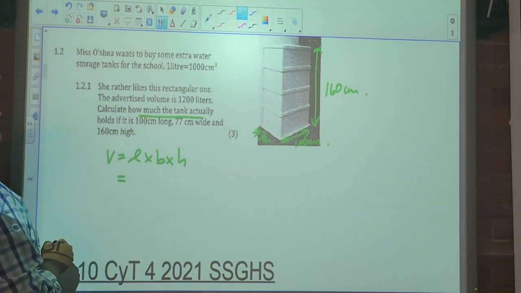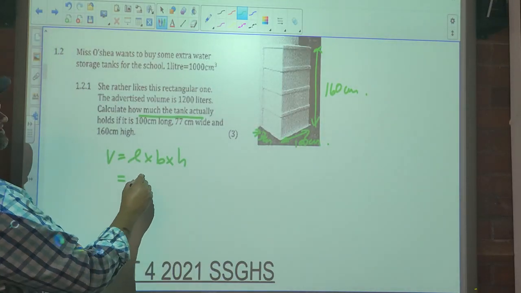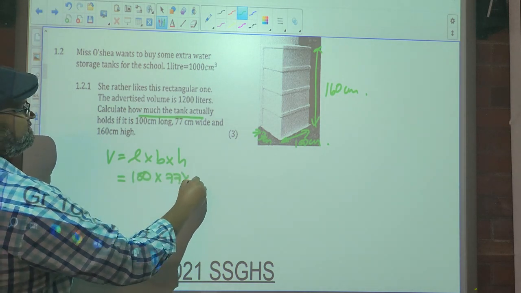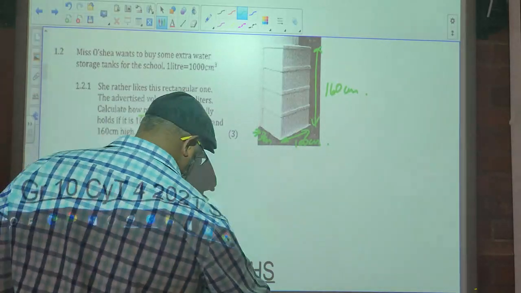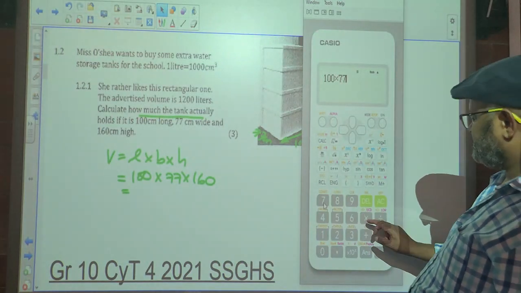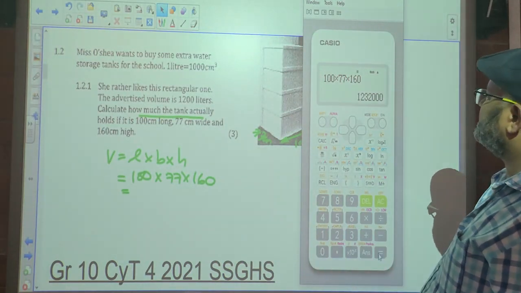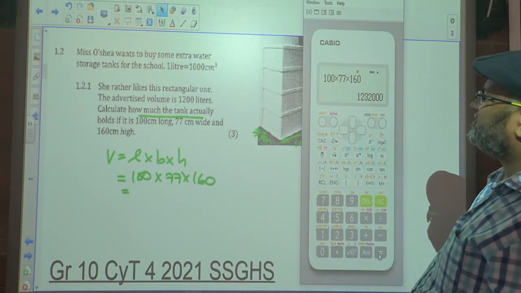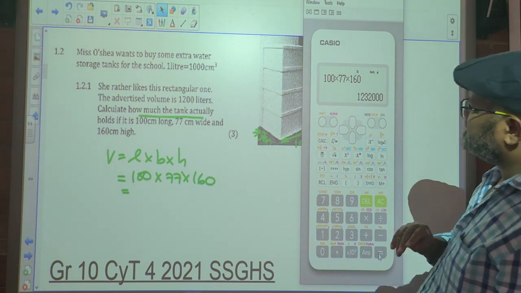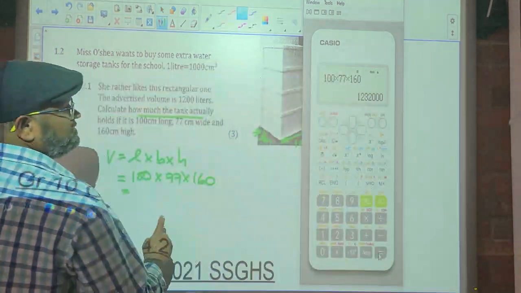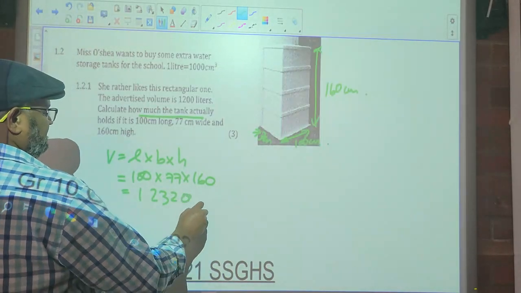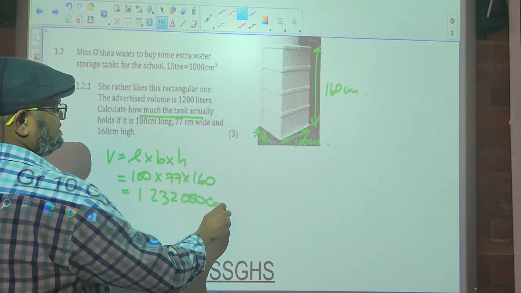Okay, so the length is of course 100 times the breadth, which is 77, times the height, which is 160. So it's going to be 100 multiplied by 77 times 160. Gives you 1,232,000. Okay. But this is centimeters cube.